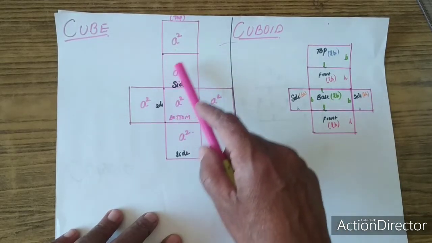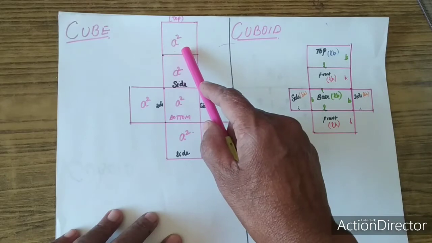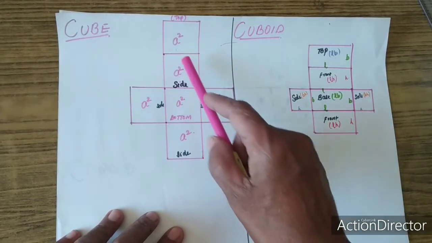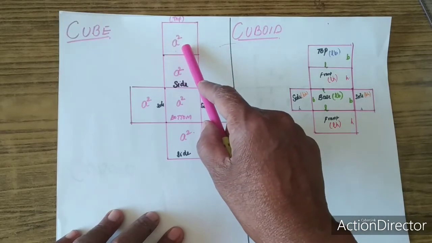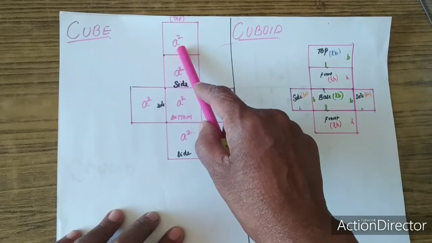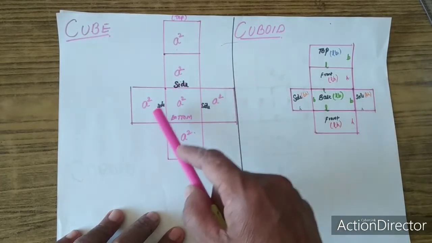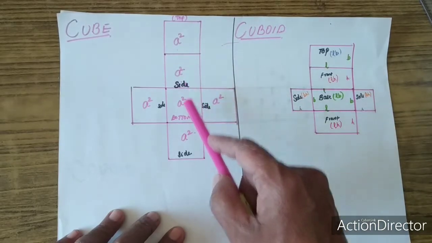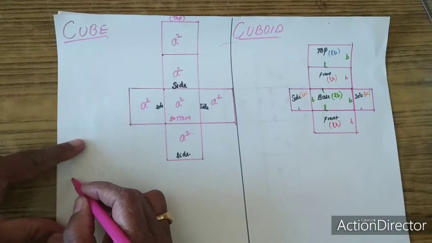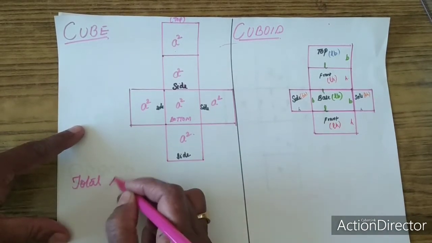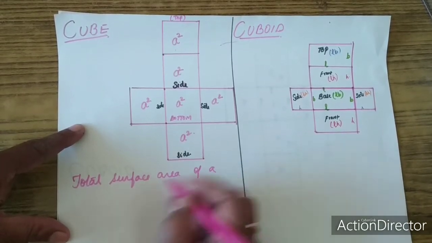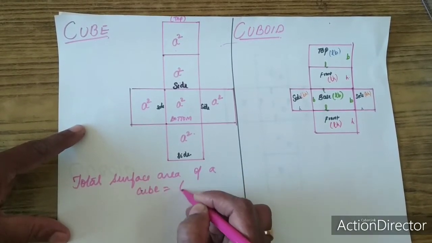Since in a cube all the faces are equal, you can calculate the area of one face and multiply it by 6. Each face is of the square shape, so the area of one square is equal to a square. So how many a squares do you have? 1, 2, 3, 4, 5, 6. So you say the total surface area of a cube is equal to 6a square.